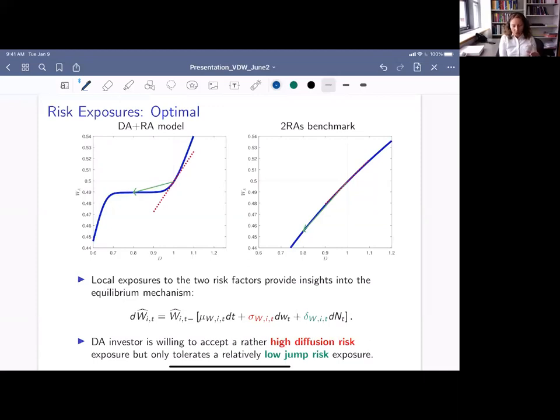And the slope of the red line that you see here, let's focus first on the left plot. The slope of that line corresponds to the equilibrium exposure to diffusive risk normalized by the dividend news volatility, right? So it shows you basically how much of diffusive risk that agent will tolerate. And the green line represents the equilibrium jump risk exposure. And it shows what happens in the event of a rare jump. So in this calibration, we have a 20% jump that happens once in 20 years.